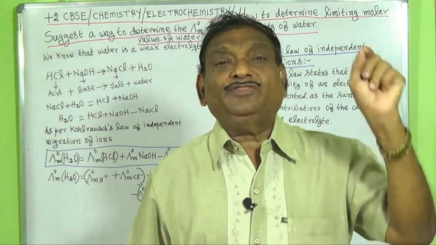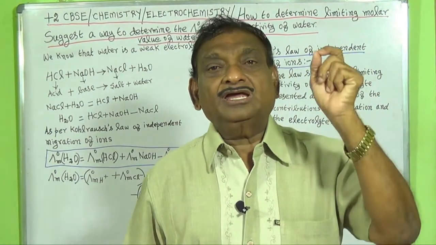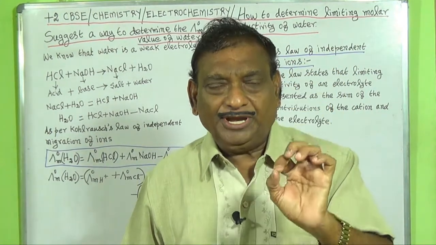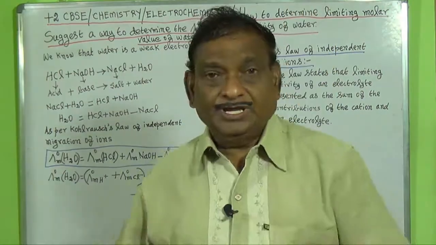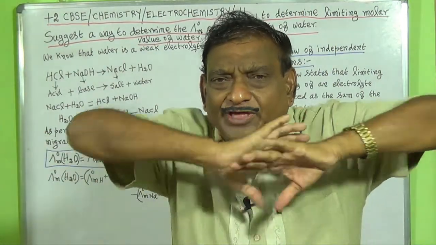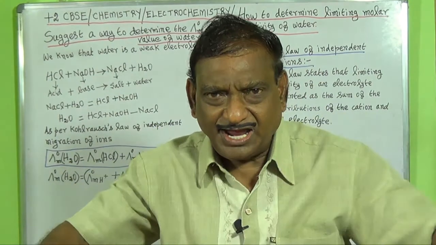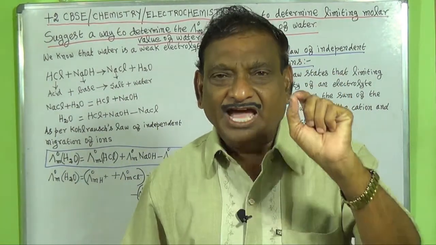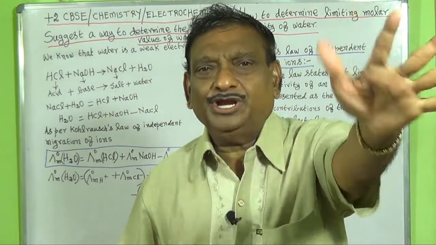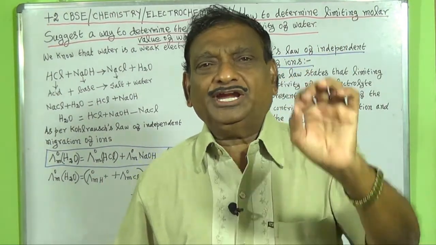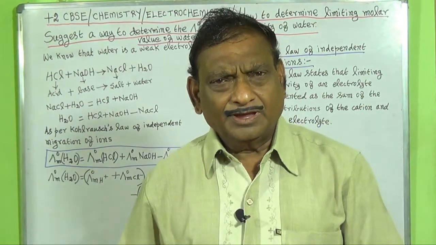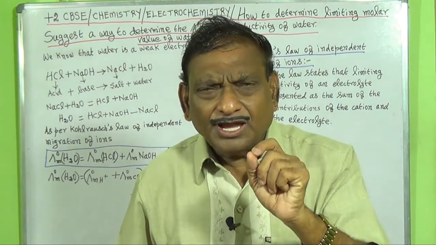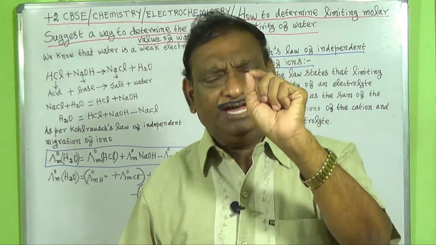For that reason, we are following the Kohlrausch law of independent migration of ions. In the question, no other information is given other than the statement that suggests a way to determine the limiting molar conductivity of water. So, we have to think, how can we get water?